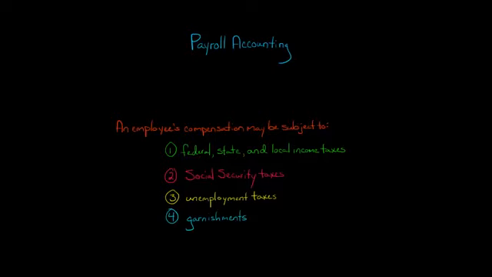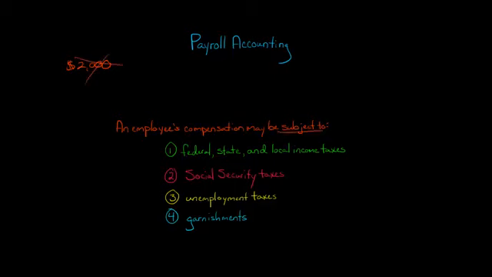In this video, we're going to discuss the basics of payroll accounting. So when an employee works for a company and earns $2,000 of wages or salary, you might think it's simple for the company to just debit wages expense for $2,000 and credit cash for $2,000. But it's not that easy. And the reason is that an employee's compensation could be subject to a number of different things.